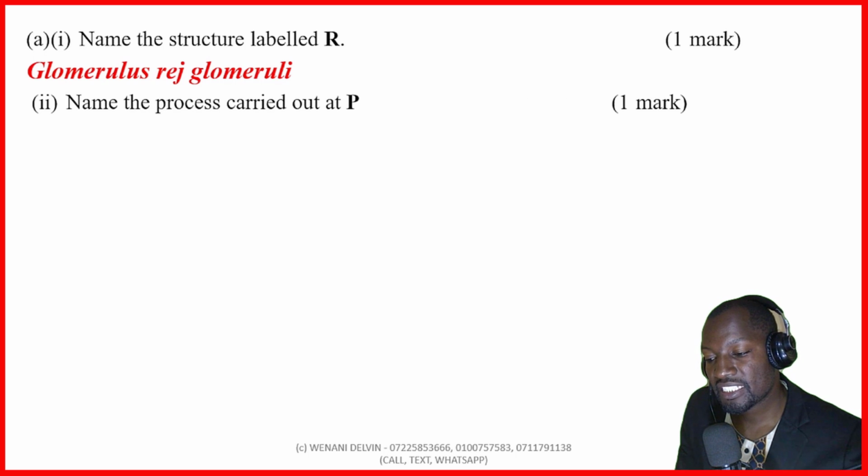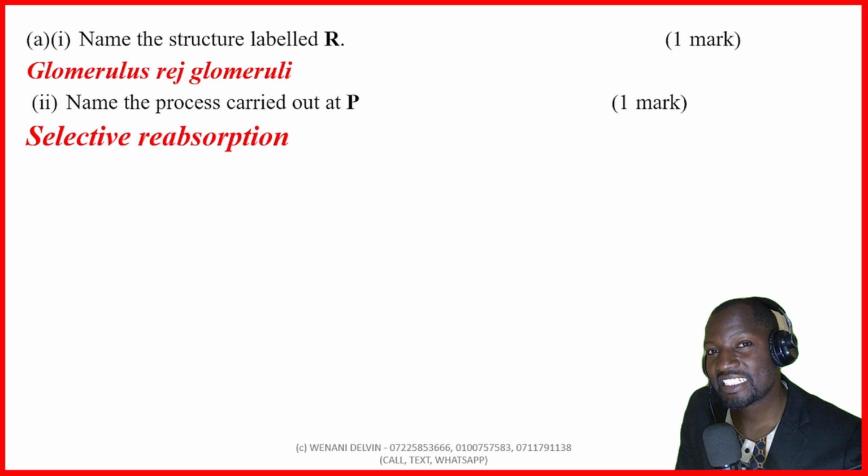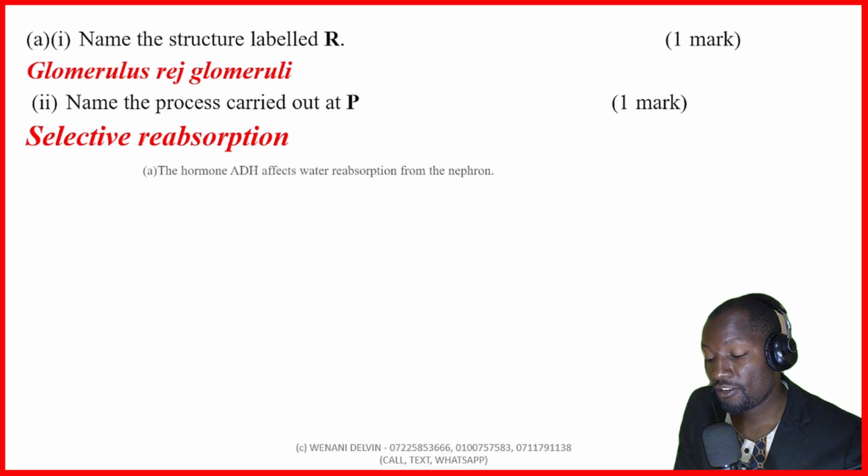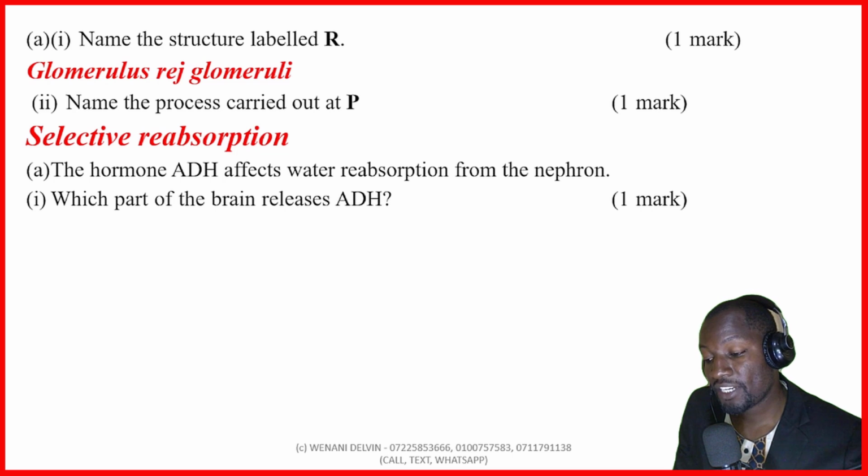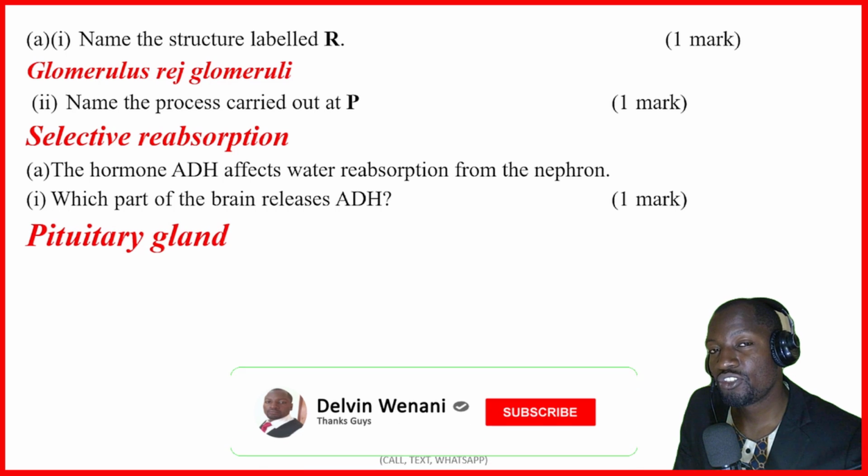Name the process carried out at P. It is selective reabsorption. The hormone ADH affects water reabsorption from the nephron. Now, which part of the brain releases ADH? That is antidiuretic hormone. It is the pituitary gland.